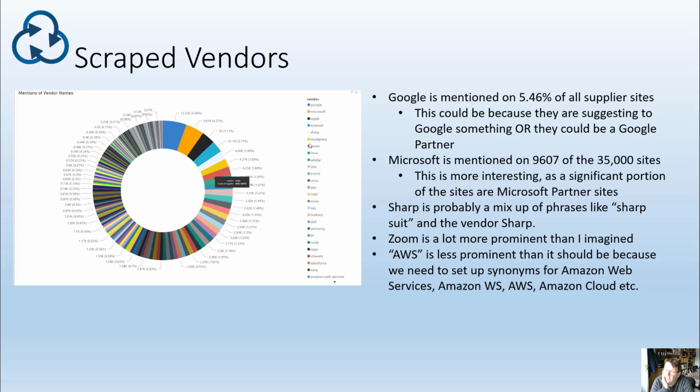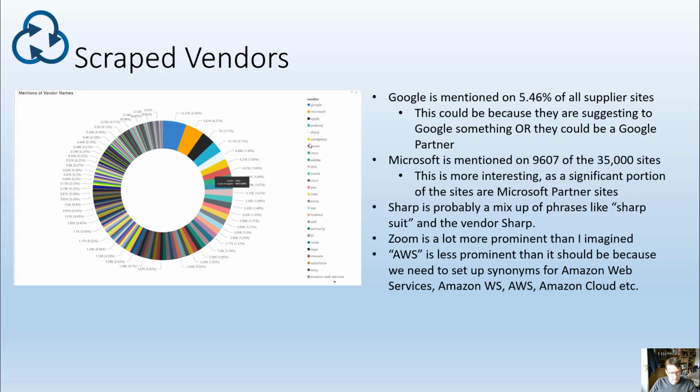Microsoft is mentioned 10,000 times, or 9,600 times, out of the 35,000 supplier sites. All of these figures are a percentage of the 35,000 suppliers that we managed to look at, and obviously 9,000 people claiming to be something to do with Microsoft is interesting. A third of the industry, and I would question whether that many people are genuinely Microsoft partners, and there's probably some mileage we can take on that to see whether people are mentioning Microsoft or talking about being a Microsoft partner. A bit of a nomenclature problem.